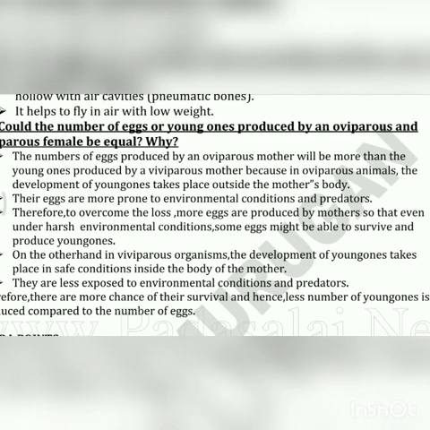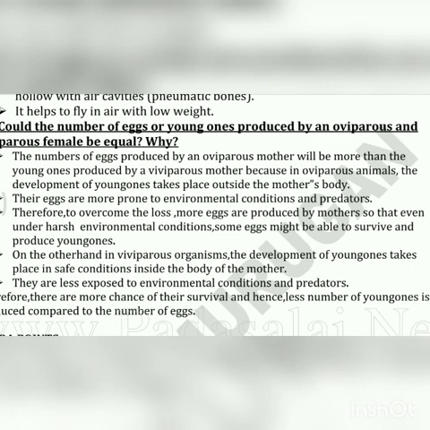Development takes place where? Outside the mother's body. The eggs are more prone to environmental conditions and predators. Therefore, to overcome the loss, more eggs can be produced by the mother so that even under harsh environmental conditions, some eggs might survive and produce young ones. So the oviparous can lay more eggs since they are laid outside the mother's body.